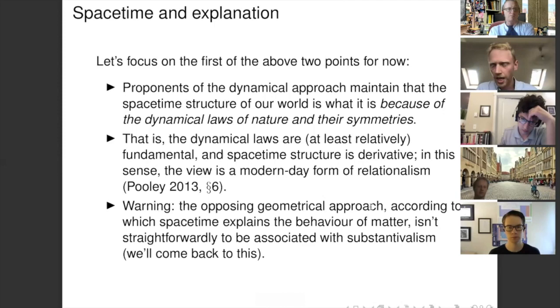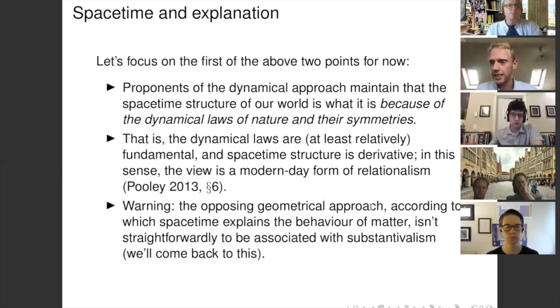It is important though to not associate the dynamical geometrical debate with the relationalism substantivalism debate too closely. So for example, various different proponents of a geometrical view may or may not be substantivalist. They may or may not think that space-time is a base element of their ontology. So you can't just cleanly associate, say, the geometrical view with substantivalism. That would be too quick. Although it is true that that first point about the dynamical approach is reasonably associated with relationalism. Okay, good. So all of that by way of background.